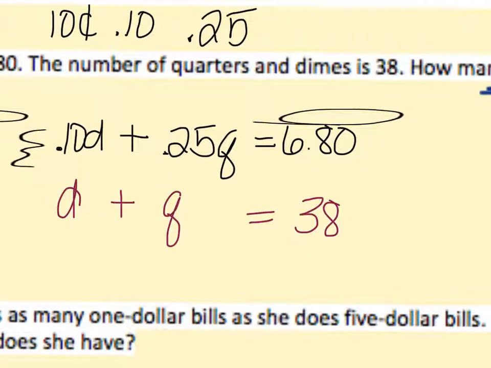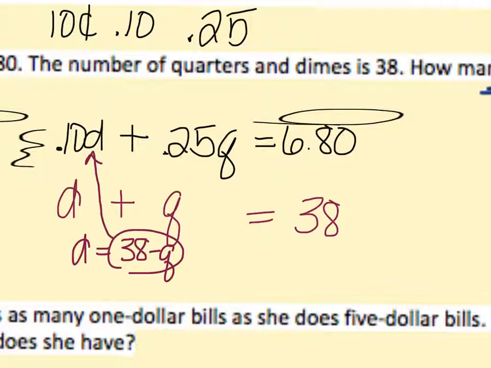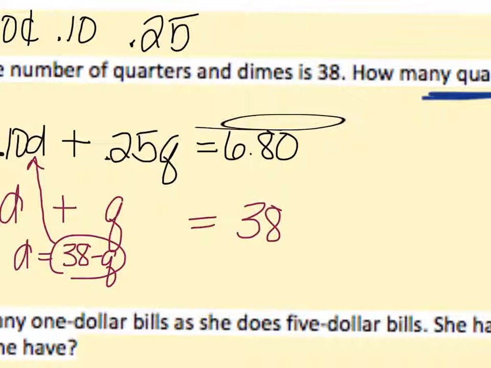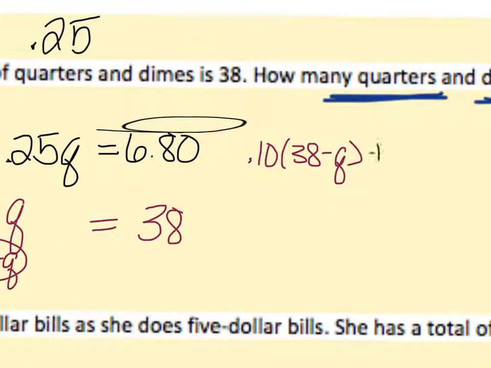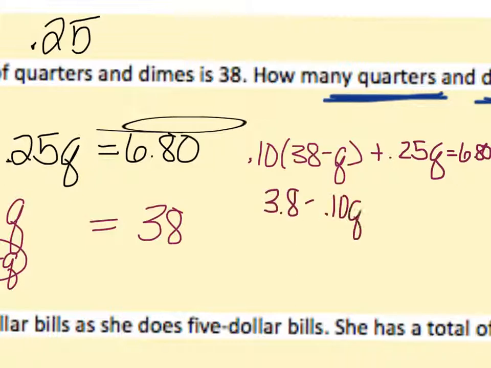Okay, I'm going to go ahead and solve by substitution. So I'll have D equals 38 minus Q. I'm going to take this and substitute it in for D up here. So I have 0.10 times (38 minus Q) plus 0.25Q equals 6.80. So if I distribute here, I get 3.8 minus 0.10Q plus 0.25Q equals 6.80.